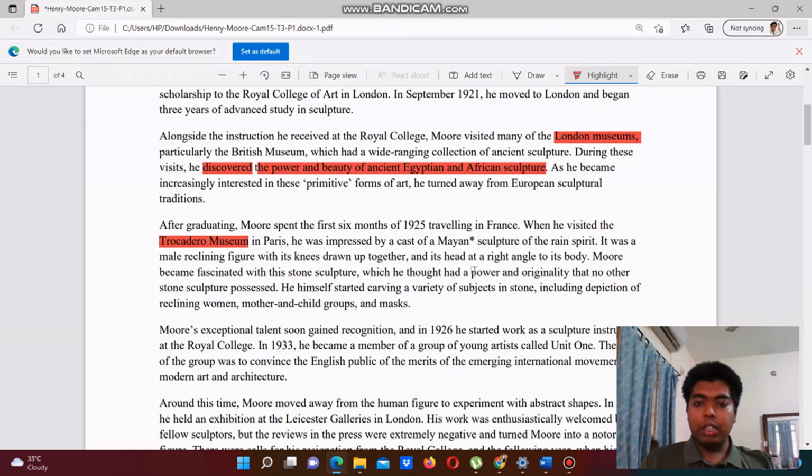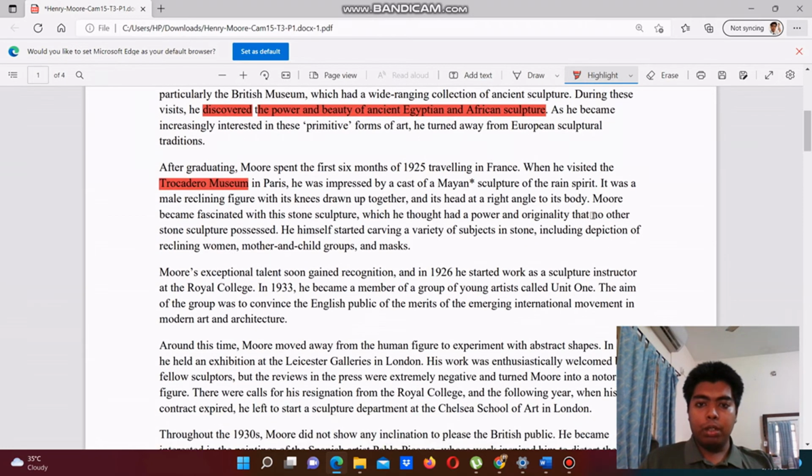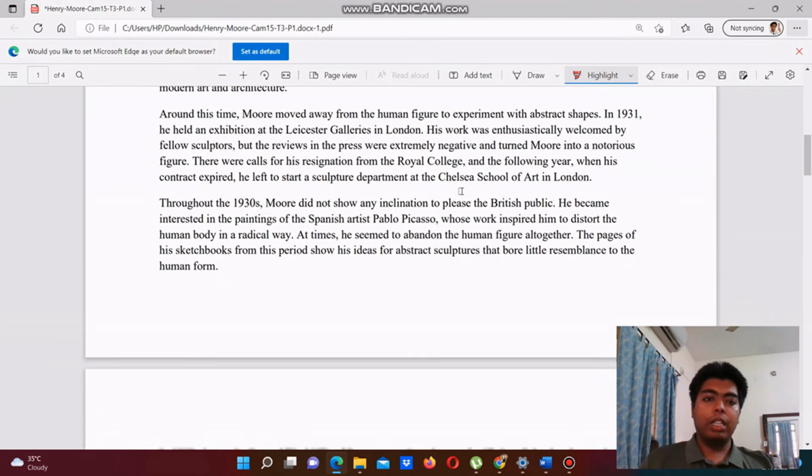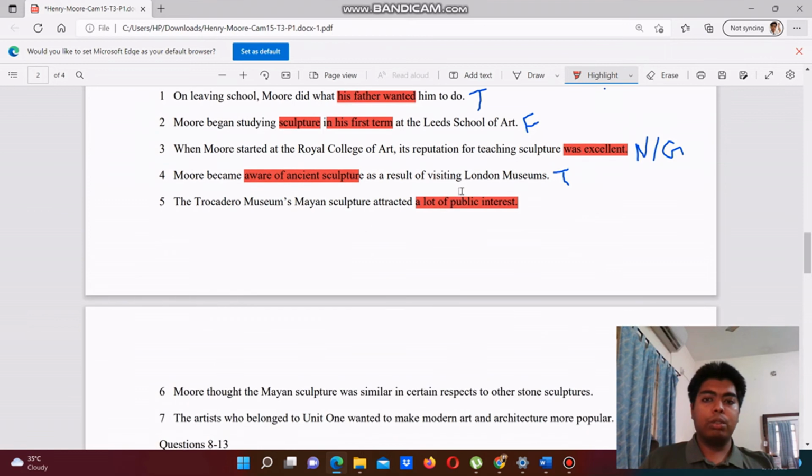Okay, is there anything mentioned about the public interest, or people becoming fascinated with sculpture? No. So there isn't anything mentioned about the public interest at the Trocadero Museum about the Mayan sculpture. So basically, we can come to the conclusion that it will be not given, because there wasn't any mention about the public interest.